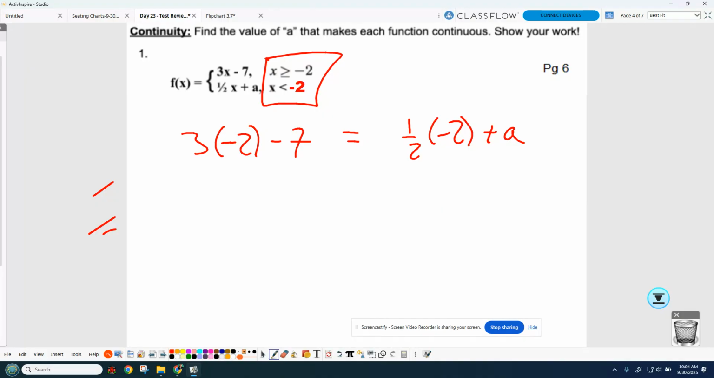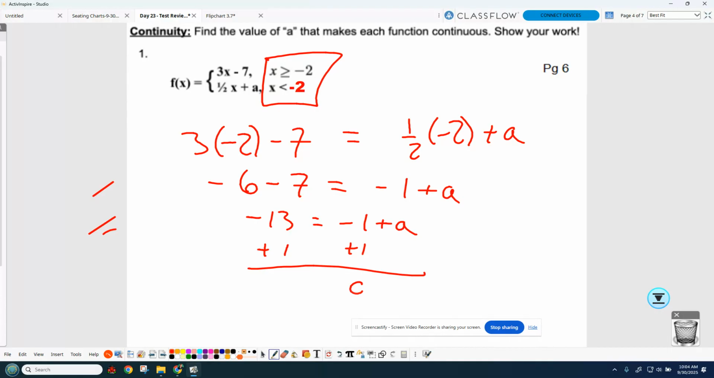3 times -2 is -6. What is half of -2 without a calculator? Somebody was just opening the calculator. What is it? Almost, -1. -1. So if a equals -12, this will be a continuous function.